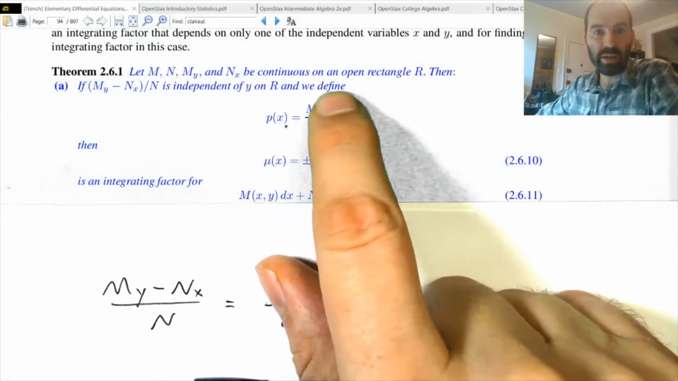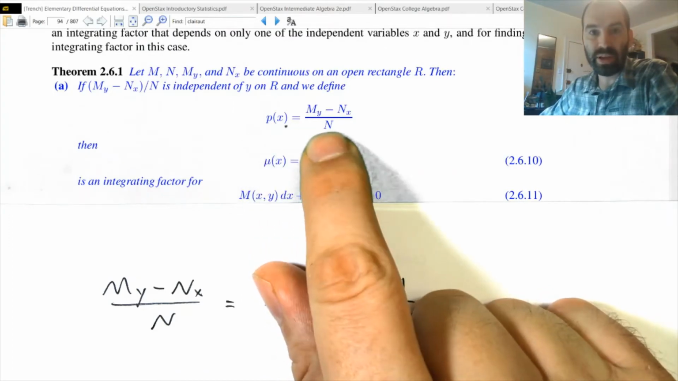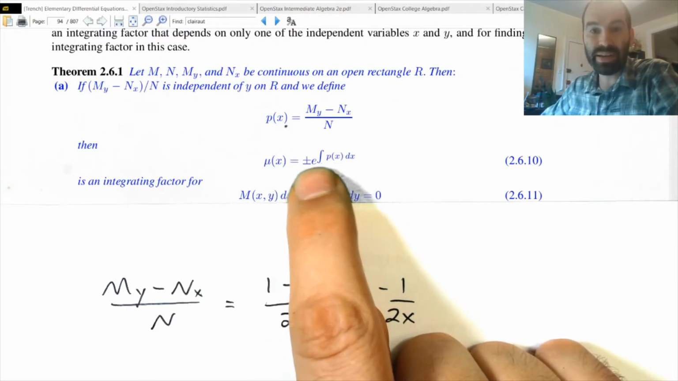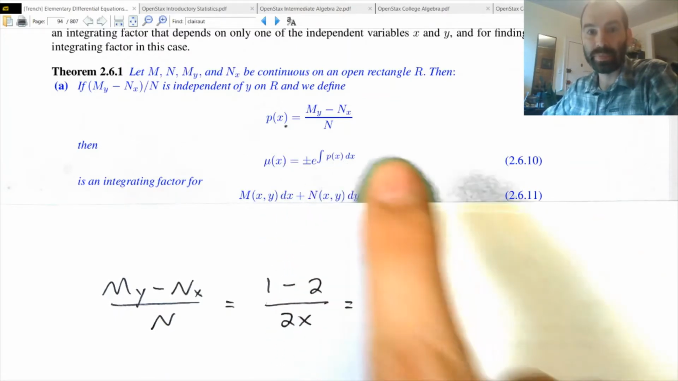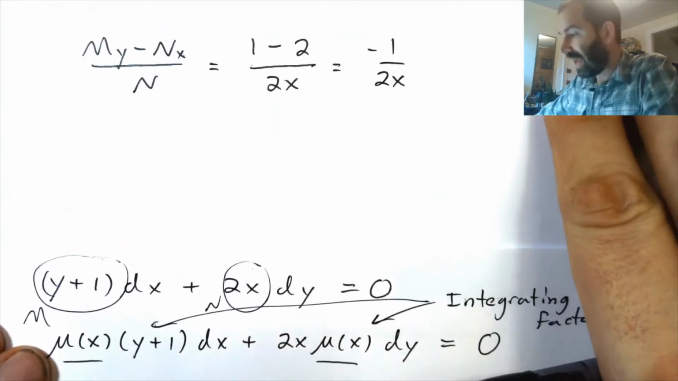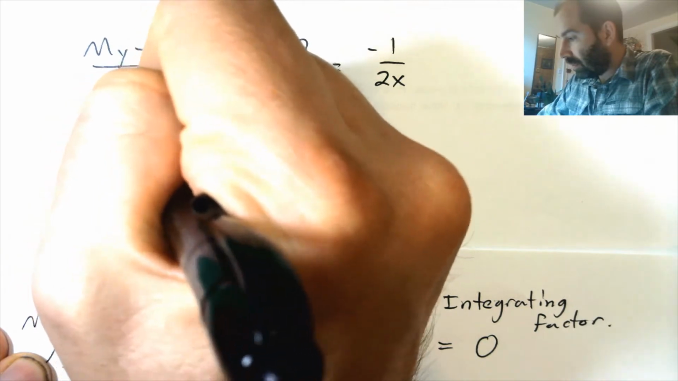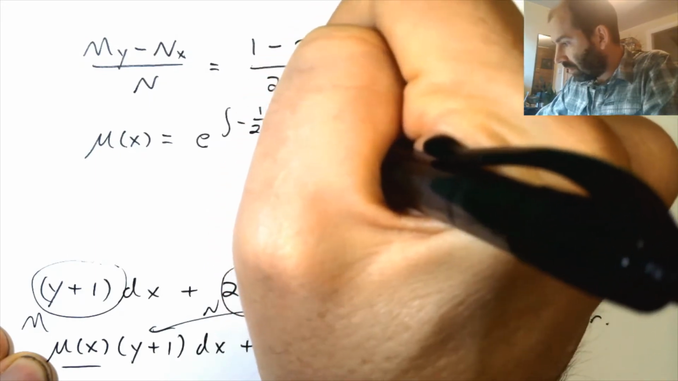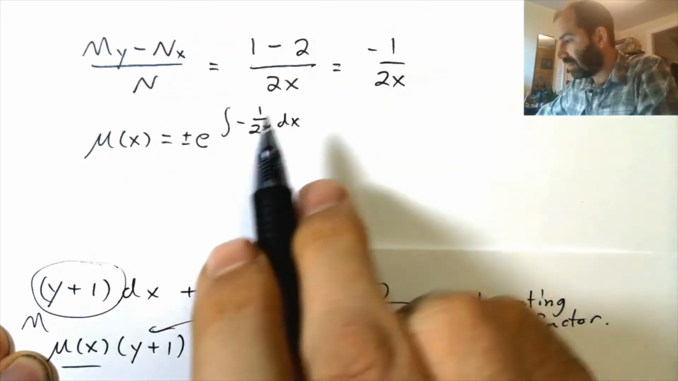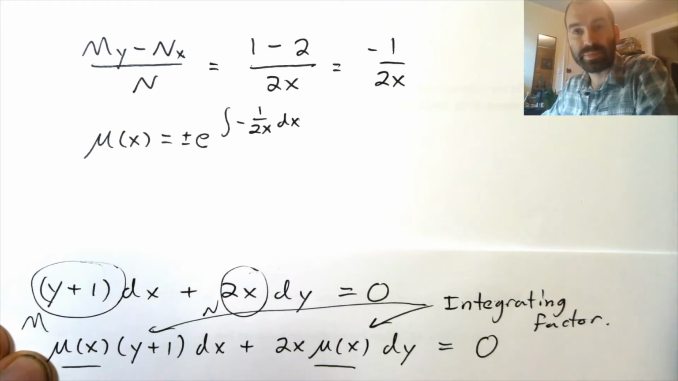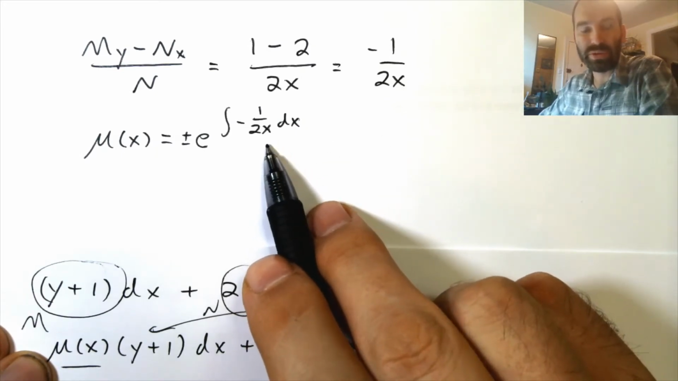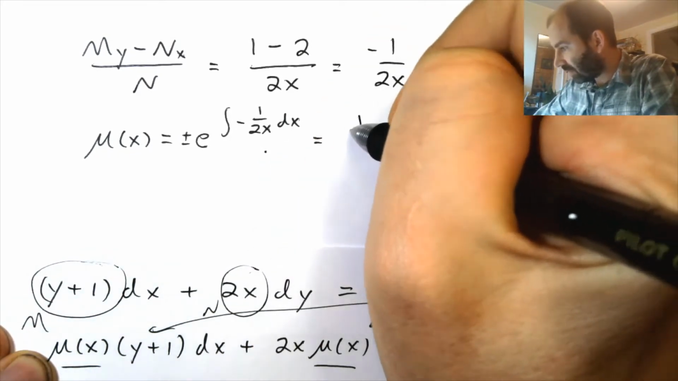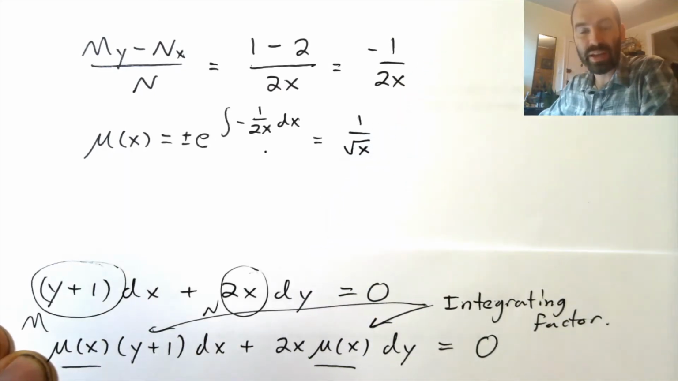If that's independent of y, then let p be this thing, the thing we just computed, right? And then mu is plus or minus e to the antiderivative of that. Okay? So what they're saying is, for your mu, you should take this, e to the antiderivative. Well, guess what happens when you simplify this? Sure enough, you get exactly what we found. You get exactly 1 over root x, which is exactly the integrating factor that we found.